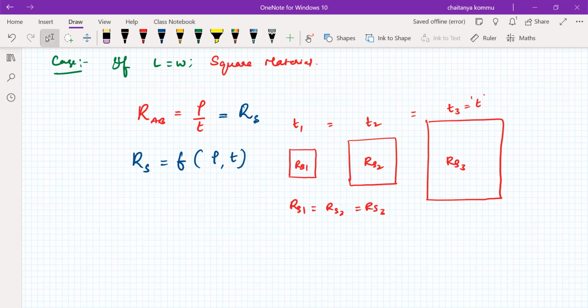Why is it so? It is completely dependent upon the resistivity of the material and the thickness of the material. Please remember that the thickness of the material should be the same. So that's what we can understand.